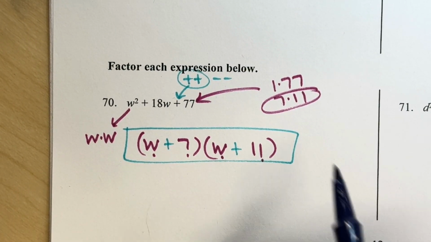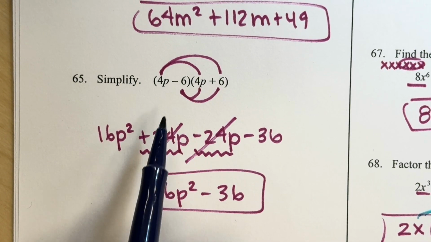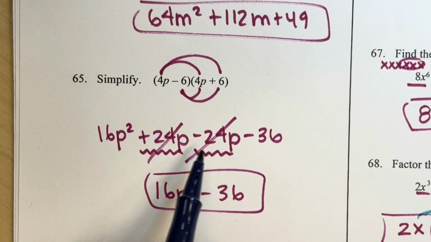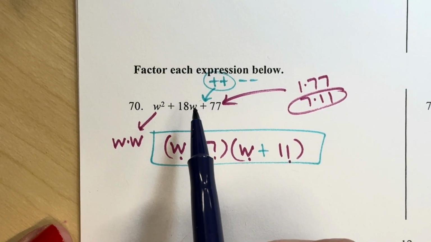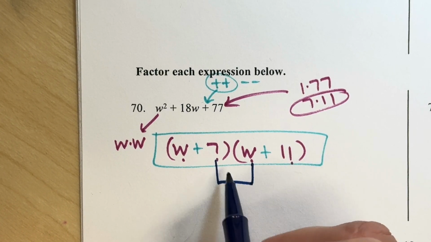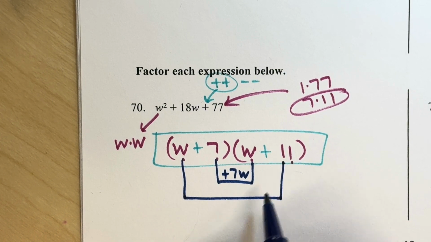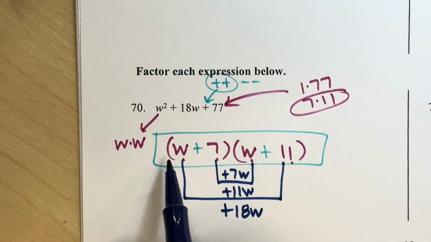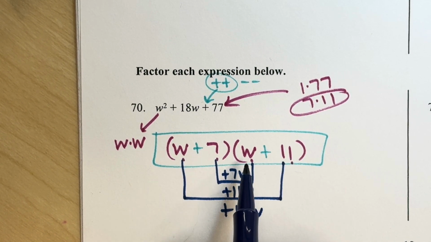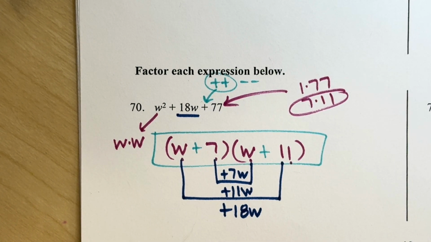or multiply the whole thing out like you did in one of the prior lessons, like what we did here. If you multiply this back out, you get two middle terms that combine to give you this middle term. The other way to check that is with bridges. 7 times W is positive 7W. W times 11 is positive 11W. And together, when you combine those, they make positive 18W. That means if I were to multiply this entire thing back out, I would get a middle term that makes 18W. So I did this correctly.